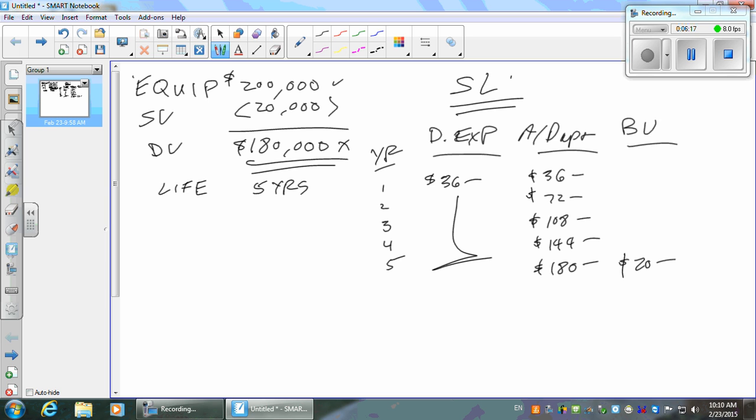So what's the book value in each of these? You got to be careful with that. It's the 200, right, everybody? 200 less 36 was what? 164. And then guess what? The 164 is going to go down by 36. You know, if you have 72 more accumulated depreciation.